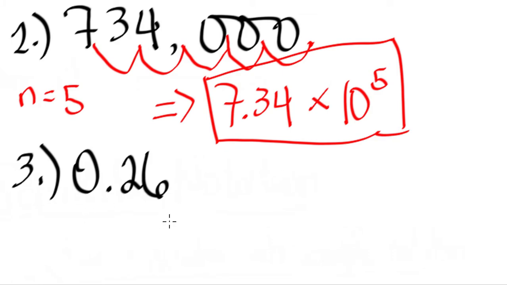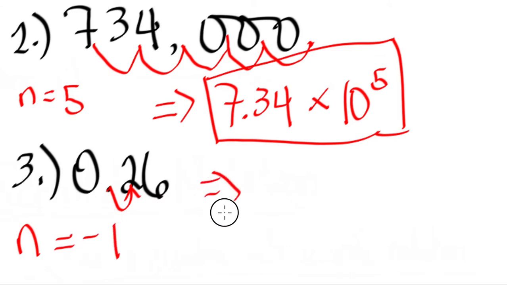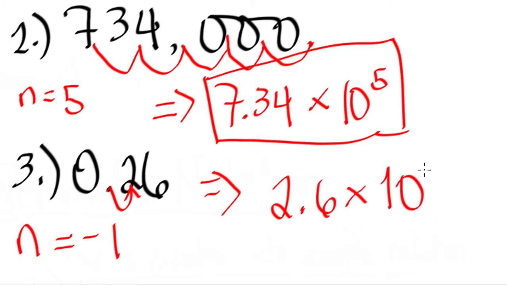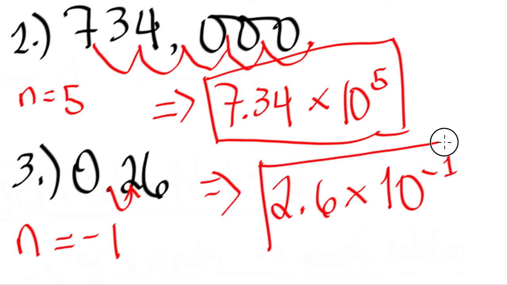Now for number 3, it's quite easy. We just need to achieve the value of a, which should be between 1 and 9.999. So we'll just move 1 in this part. Since we're going to the right, n is equal to minus 1. Therefore, we can write this in scientific notation as 2.6 times 10 raised to minus 1. Actually, if you're going to have this kind of data, it's not necessary to write that in scientific notation, but this is just an example.